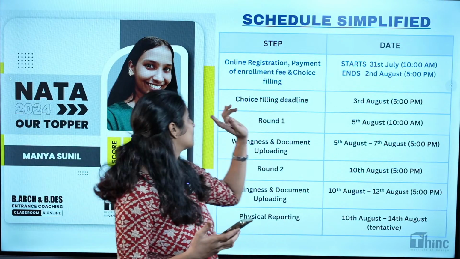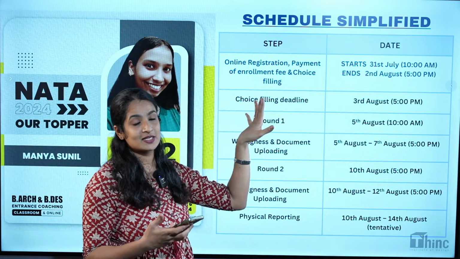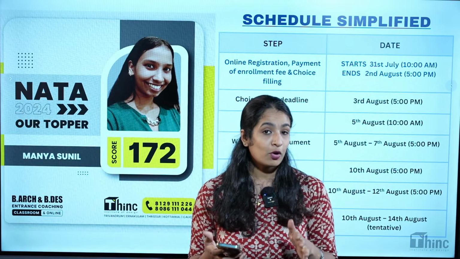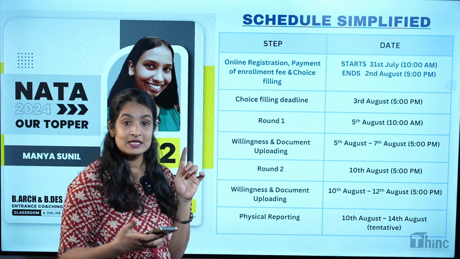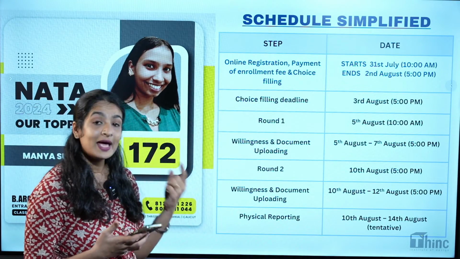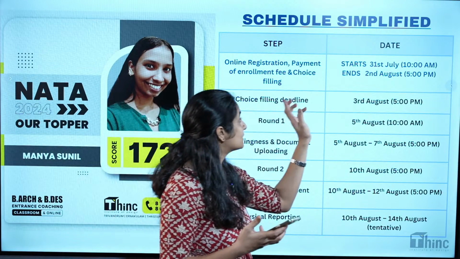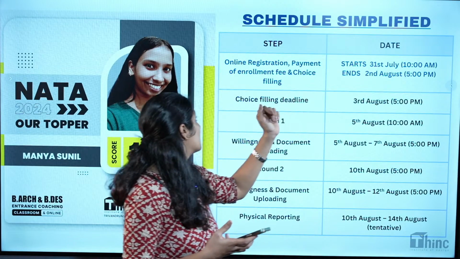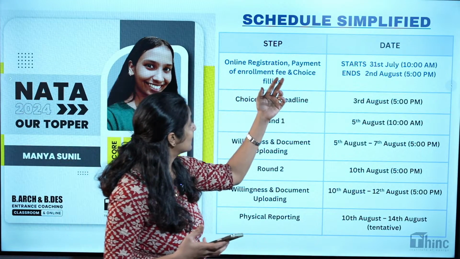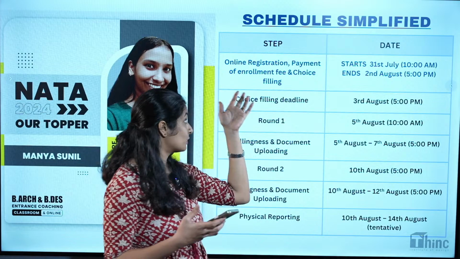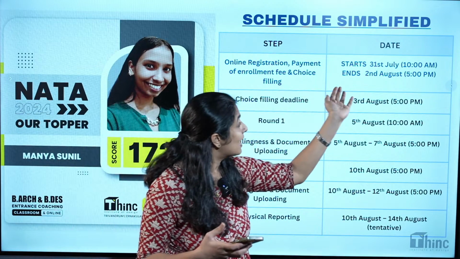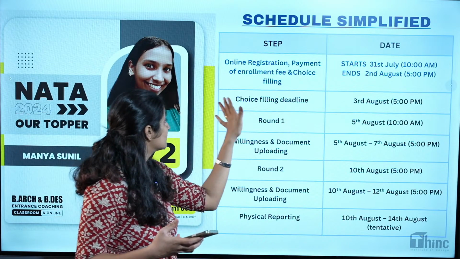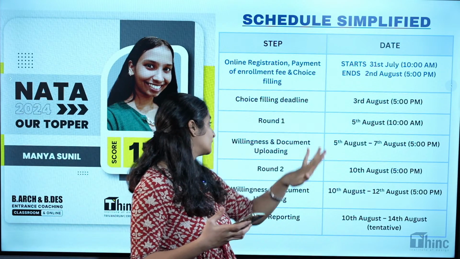So basically the first step will be your online registration. Even if you did register through JOSAA, it's important that you register again on the CSAB website. You have to register again, so make sure of that point. The registration starts from 31st July at 10 AM, hopefully. Then the payment of the enrollment fee, choice filling, etc. happens from 2nd August. There will be a choice filling deadline on 3rd August.